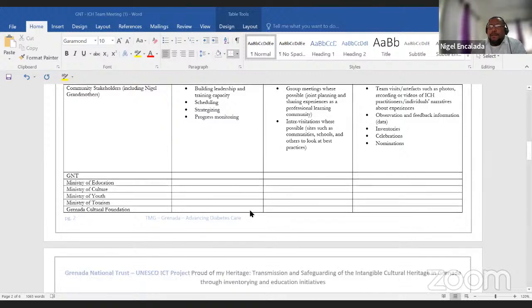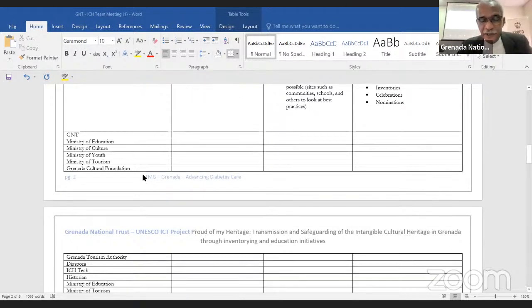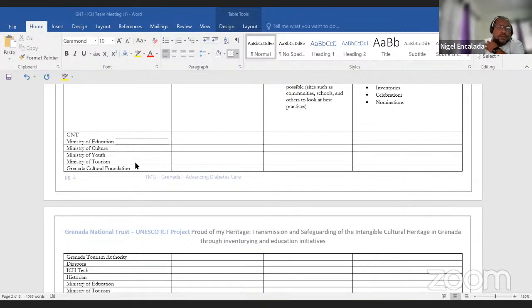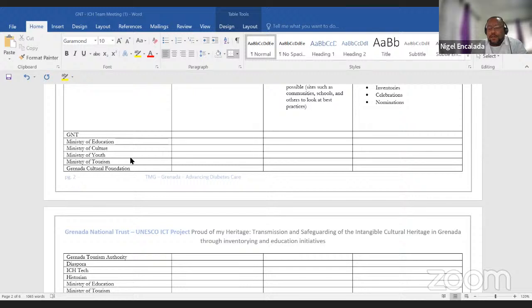Sure. Right. So we have representation from the Ministry of Education then. The Ministry of Culture, do we have Culture here? Yes. Present. Thank you. Ministry of Youth. But in addition to saying present, just say your name so that we can tick it off on our list. So Culture, if you could repeat your name. Okay, I am Alison Cabellet. Thanks. Okay, thank you. Ministry of Youth.